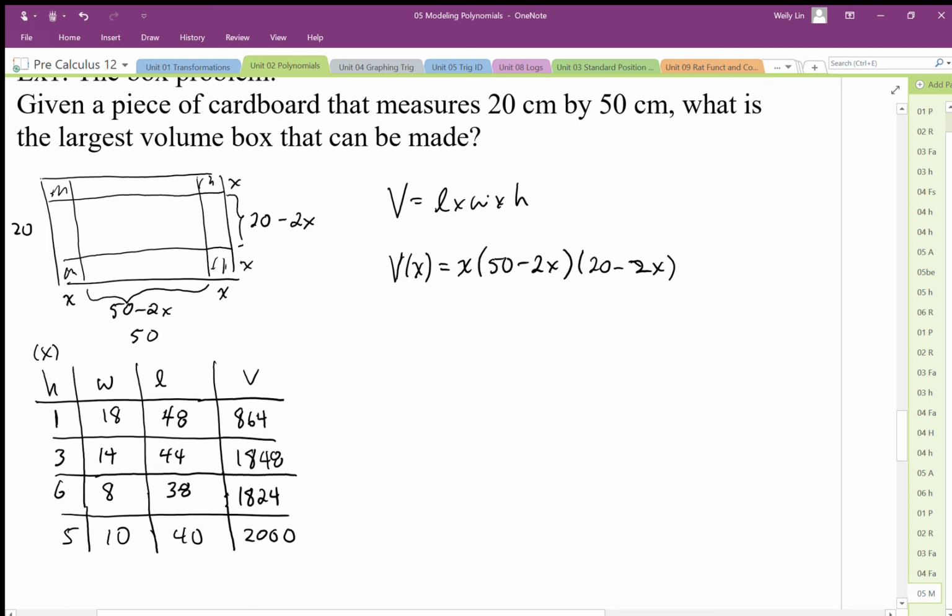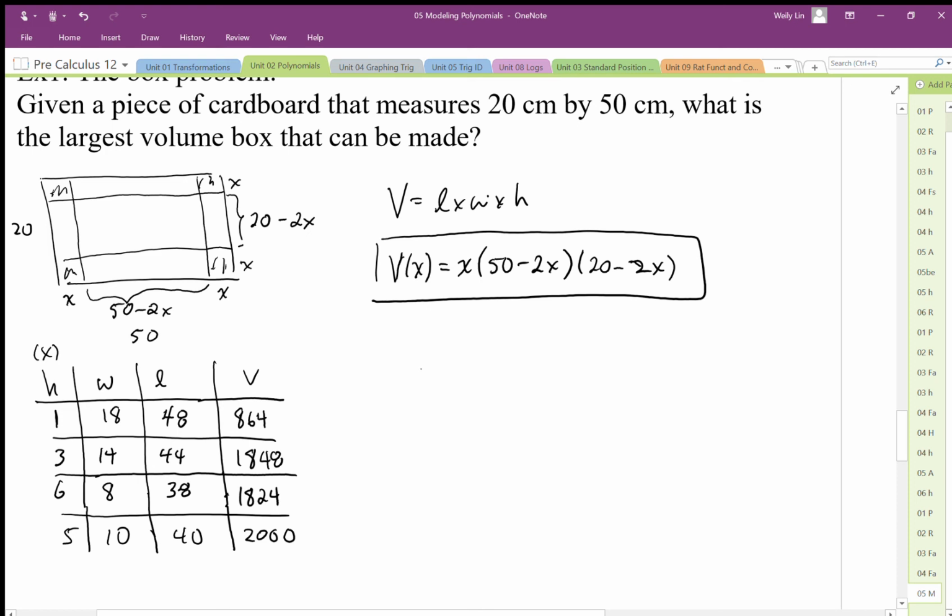Now, I cannot solve this algebraically, but I can graph this. So we can actually find the solution to this problem by graphing this function. Okay, so just to be clear, there's no algebraic solution to find the vertex. If I want to find the maximum volume, I'm going to graph this and find the maximum from my graph. Okay, so let's graph it and see what it looks like.